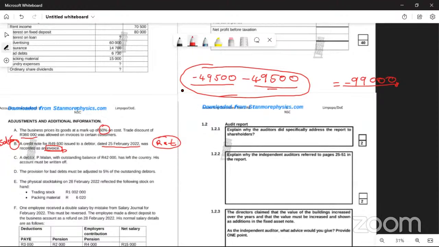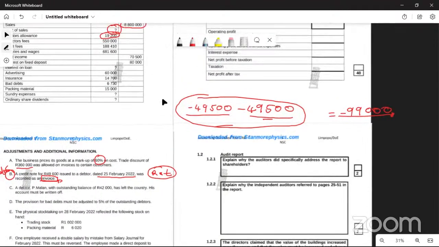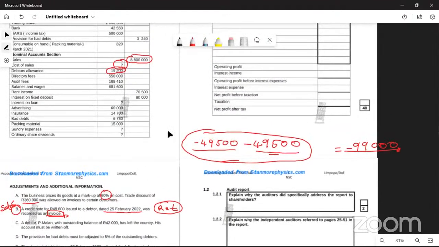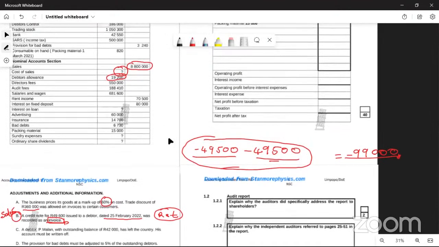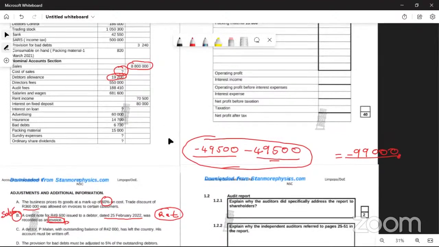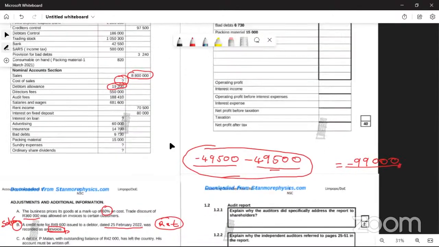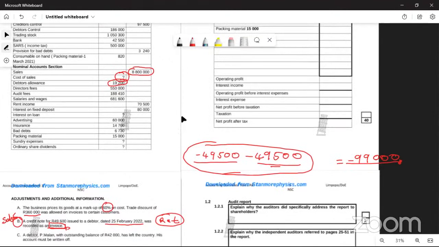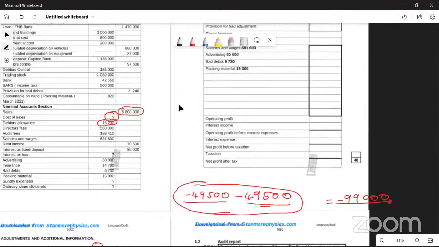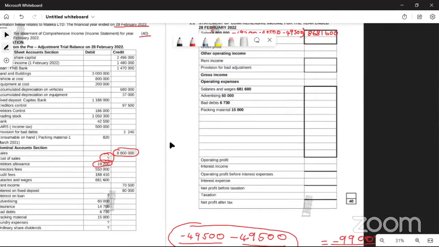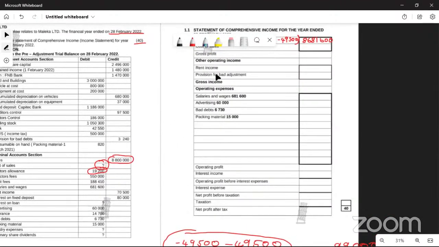So that means the trade discount has affected the sales. A normal discount is not affecting sales. So the sales that we are seeing there are recorded net of the trade discount. That means we have to add back the trade discount before we can calculate the cost of sales. I hope it's making sense, guys. Okay, so the cost of sales.